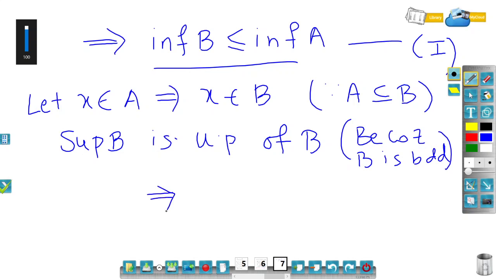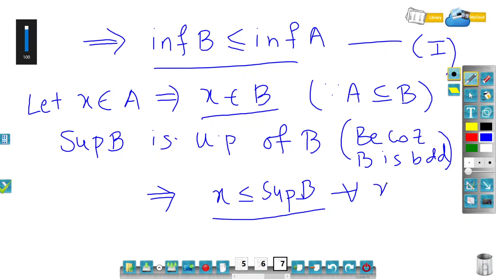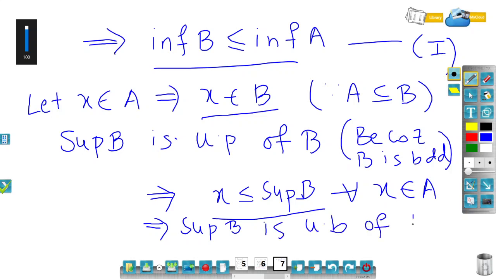So this would imply x is always less than or equal to supremum of B. One may ask the question, why have I written this? Because x belongs to B and the upper bound of B is supremum B. So x will definitely be less than or equal to supremum B. So this is true for all x belonging to A. So this would imply supremum B is an upper bound of A.